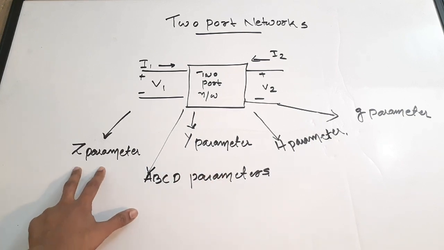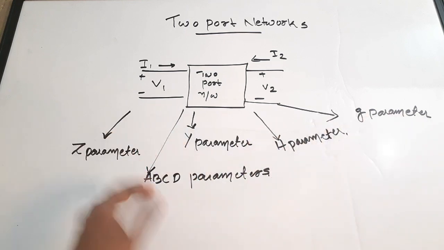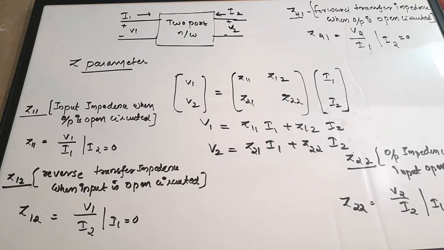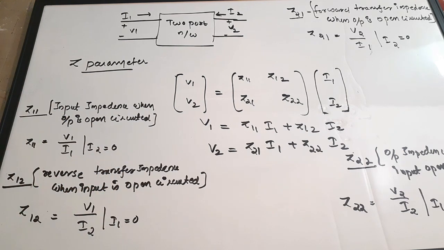First, we are going to see about Z parameter, then we'll be seeing Y parameter, then H parameter, and then G parameter, and lastly, we'll be seeing about ABCD parameters. Z parameter is also called impedance parameter or open circuit impedance parameter. Okay, please note it down. We generally use Z for representing impedance, right? So it is the impedance parameter, or it can also be called the open circuit impedance parameter. Why? Because I'll tell it later.